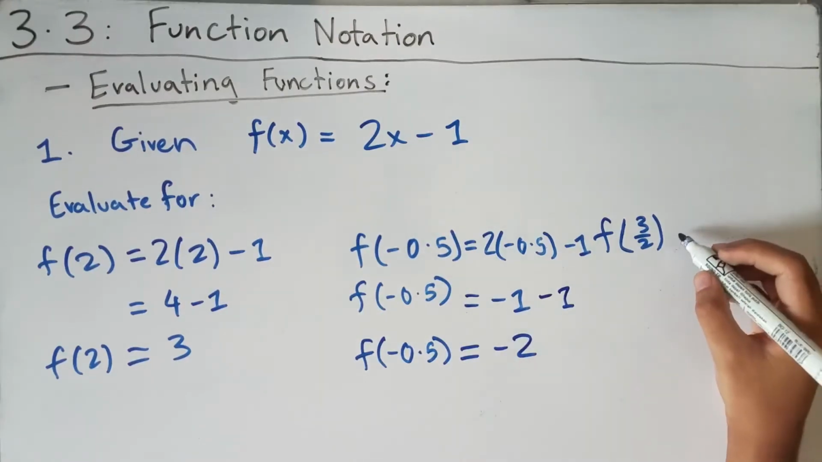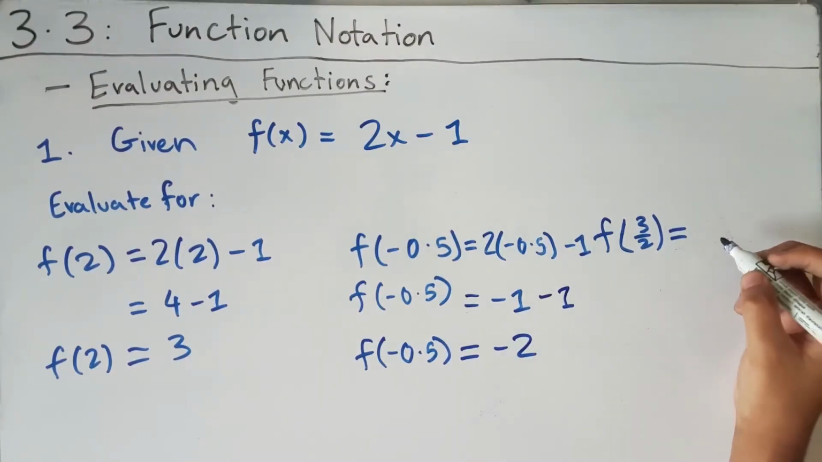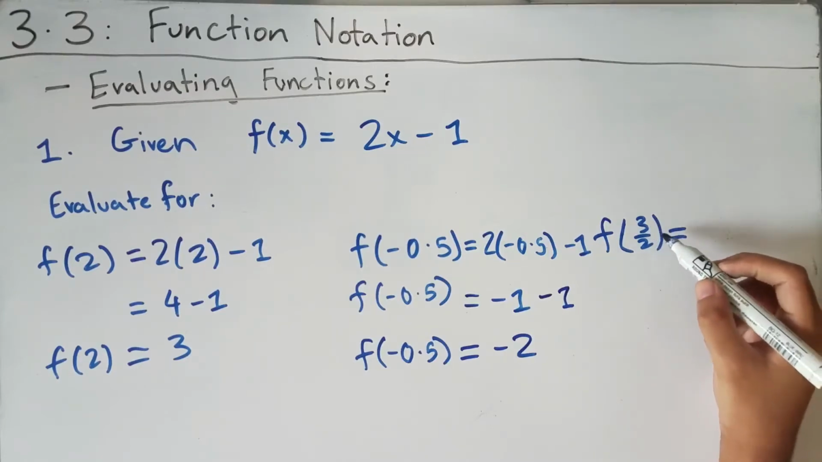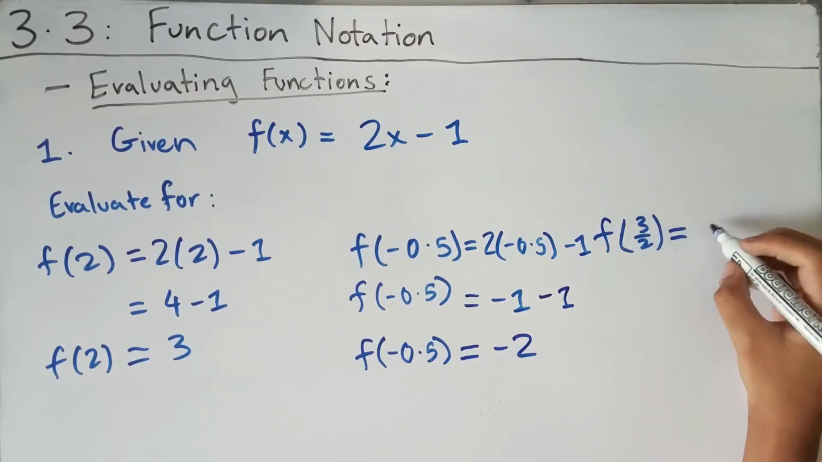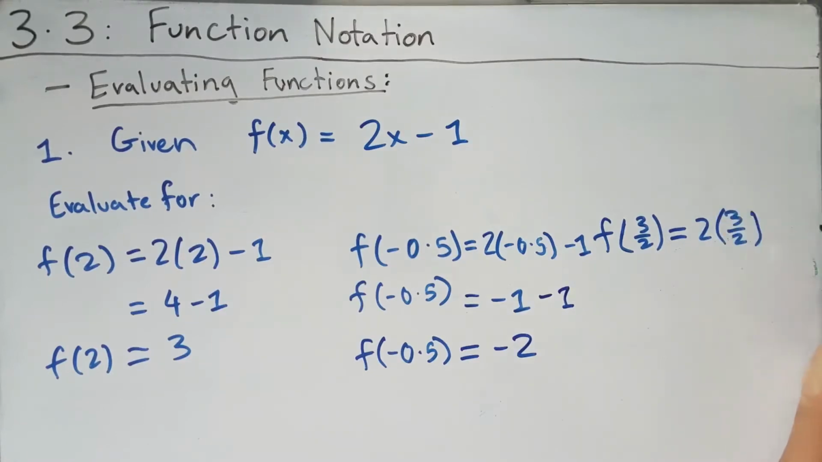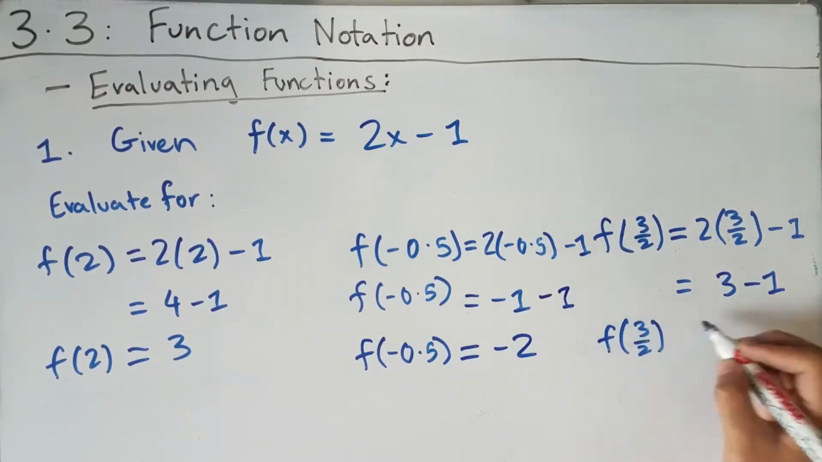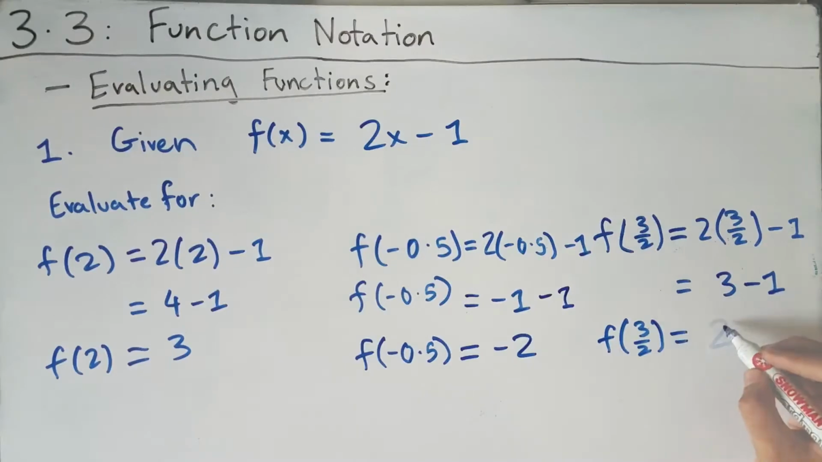Let's look at f of 3/2. In this question we have a fraction and we have to find the value of f of 3 over 2, for x equaling 3 over 2. Again we can plug in 3 over 2 for the x, minus 1. Here I can see that I can cancel out the 2s, which leaves us with 3 minus 1. So f of 3 over 2 would equal 3 minus 1, which is simply 2.